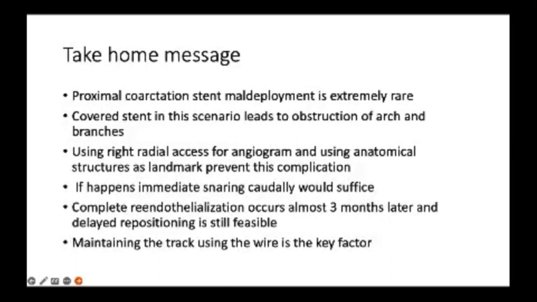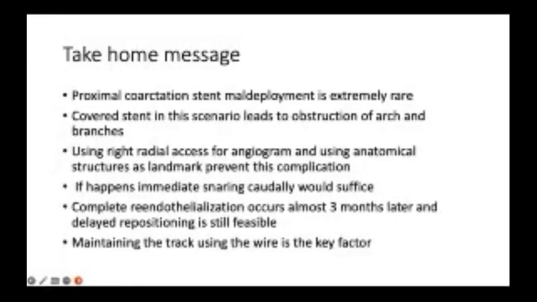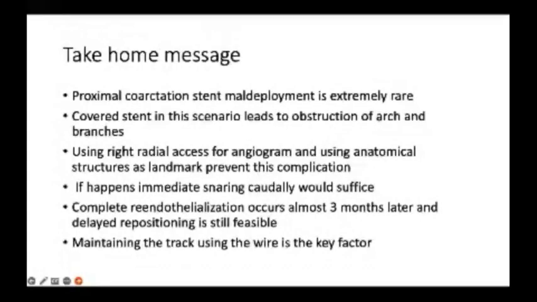So the take-home message was that post-coarctation stent mal-deployment is extremely rare, and covered stent in this scenario leads to obstruction of arch and branches. Using right radial access for angiogram and using anatomical structures as landmarks prevent this complication. If it happens, immediate snaring caudally would suffice, and complete re-endothelialization occurs almost 3 months later, and delayed reposition is still feasible, and maintaining the track using the wire is the key factor.